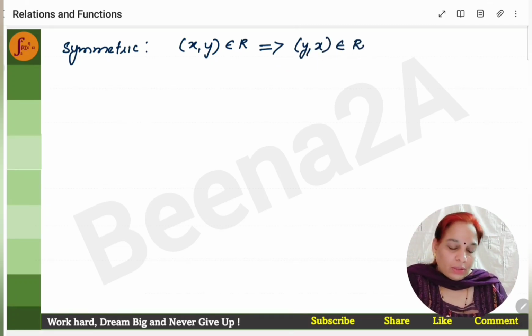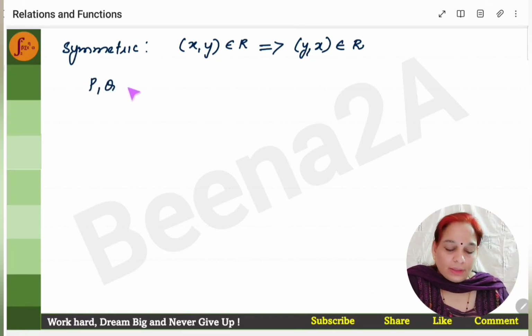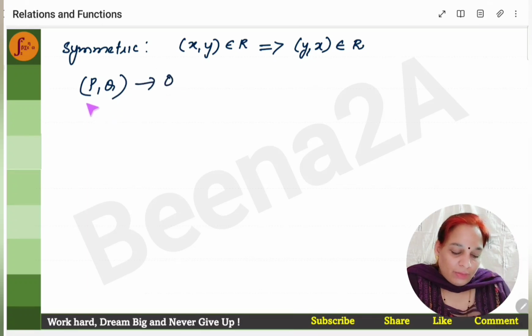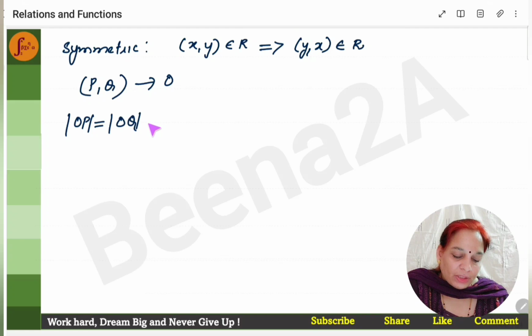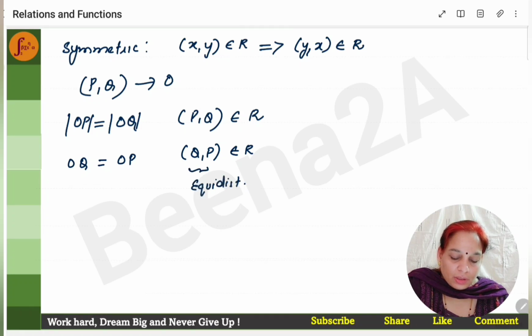The reverse combination. So now I have P and Q, which are equidistant from O, right? I will call the distance from P to O as OP and from Q to O as OQ. Let this be the distance. OP is equal to OQ. If OP is equal to OQ, OQ is also equal to OP, right? What is the relation between Q and P? The relation between Q and P is equidistant. This is the relation, right? It is equidistant from origin.